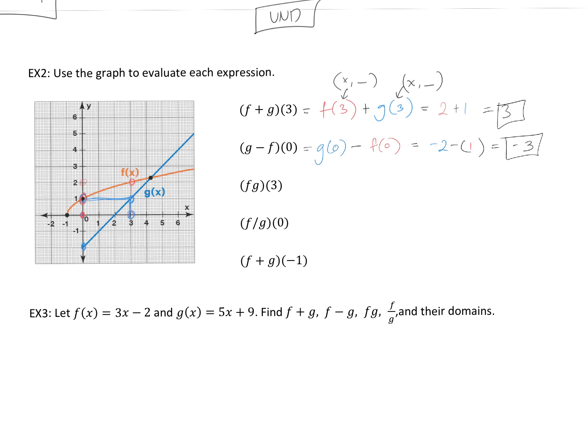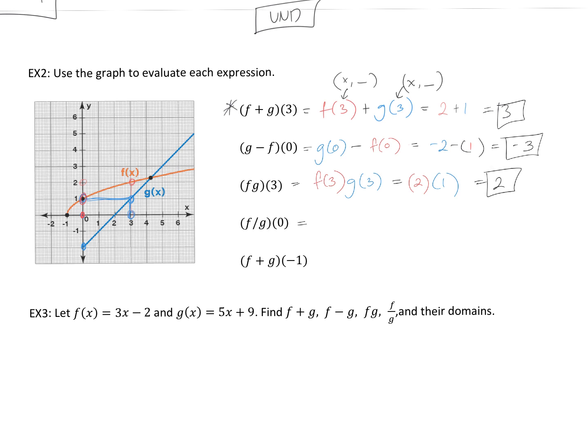Okay, now let's move on to the multiplication. This is going to be f of 3 times g of 3. And we've already found f of 3 and g of 3. We found that in the first part over here. So f of 3 was 2, and g of 3 was 1. So that's just going to be 2.